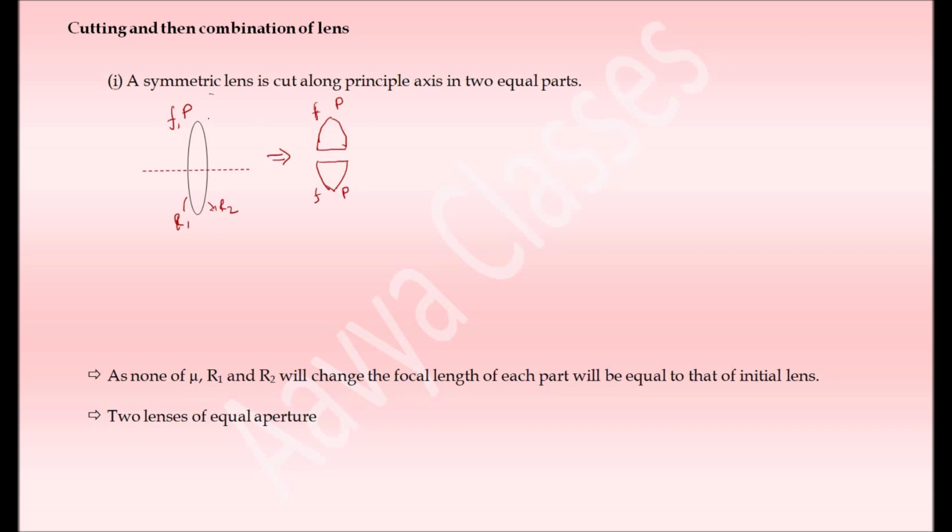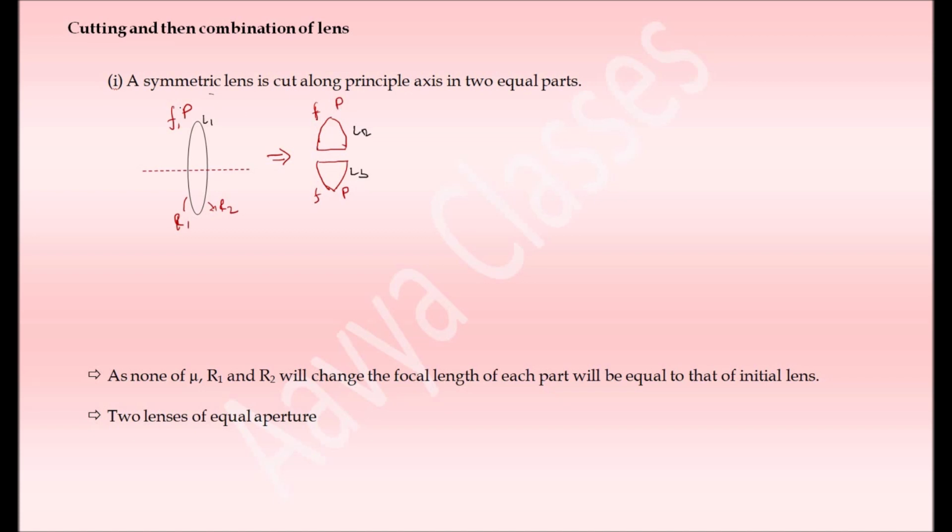So this is our lens L1. This is our original lens, and if we cut this symmetric lens along the principal axis, then it will form two lenses, L2 and L3. So what will be the focal length of L2 and L3? If the focal length of the original lens is f and its power is p, then the focal length of the new lens will also be f, and we know that power is inversely proportional to focal length, so clearly power will also be equal to p.